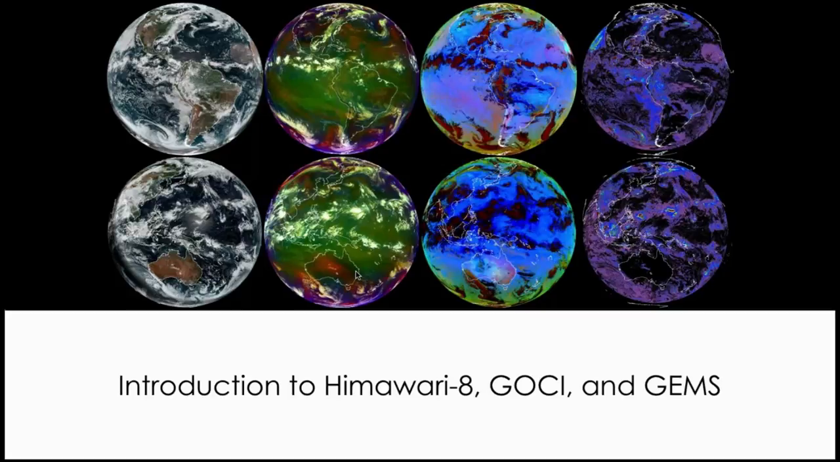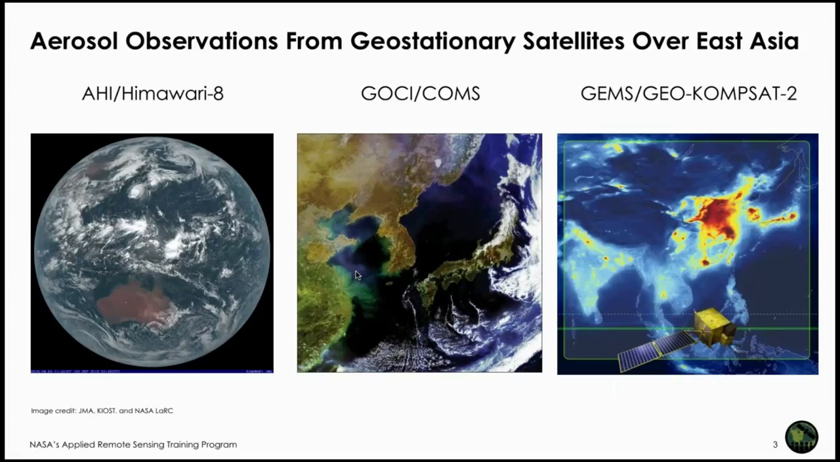First part is the introduction to Himawari 8, GOCI, and GEMS. Today's talk will cover these three geostationary satellites for aerosols and air quality over East Asia. Left one is the Himawari 8 full disk true color image. Himawari means a sunflower in Japanese. The second one is the GOCI image, and the right one is the GEMS nitrogen dioxide image, which will be launched next year.